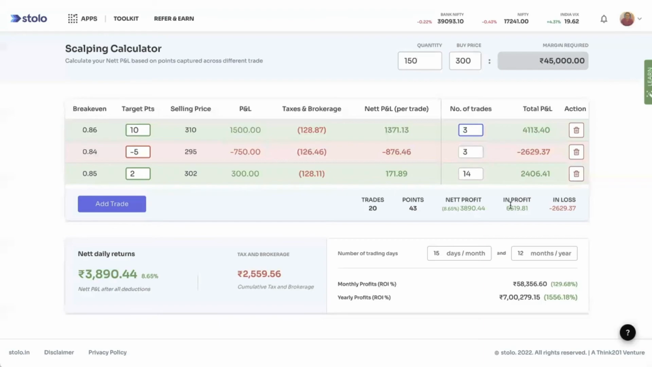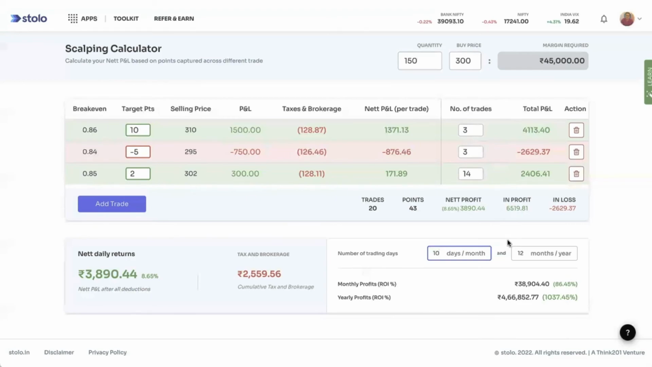With that also, if you see, you are making a net profit of 3,890 rupees, which is again 8.65% of your capital, which is a really good return. And if you are able to replicate a similar structure on a day-to-day basis, even if you are trading for, let's say, 10 days a month, you are able to earn 38,904 rupees, right? And in the long run, your monthly returns matter more than how much you are making in a day.